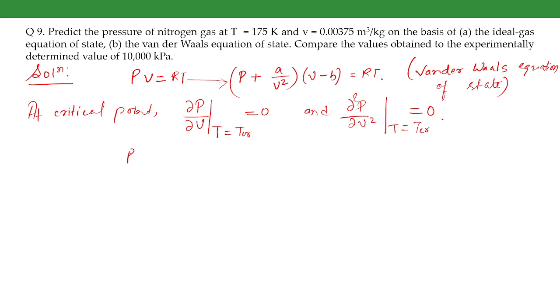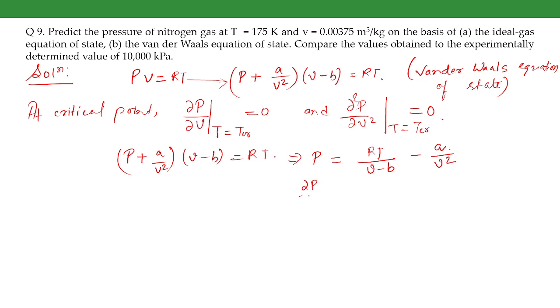So from (P + A by V square)(V minus B) = RT, we get P equals RT by V minus B minus A by V square. Therefore now we write del P by del V at T equals T critical, P equals P critical, and V equals V critical, that is, we write this value at the critical point.